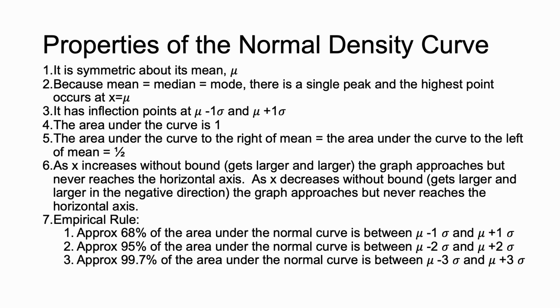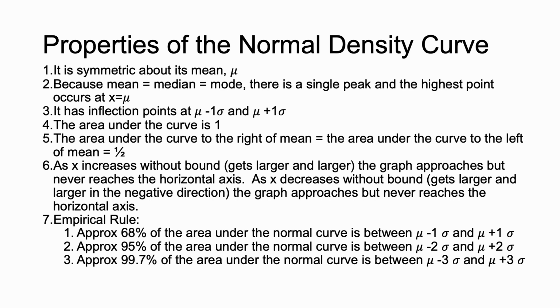The properties of the normal density curve are as follows. It is symmetric about its mean. There is a single point and highest peak at the mean, which is also equal to the median and the mode. The inflection points occur at the mean minus 1 standard deviation and the mean plus 1 standard deviation. The area under the entire curve is 1, and the area on either half, to the left of the mean or the right of the mean, is 1/2.